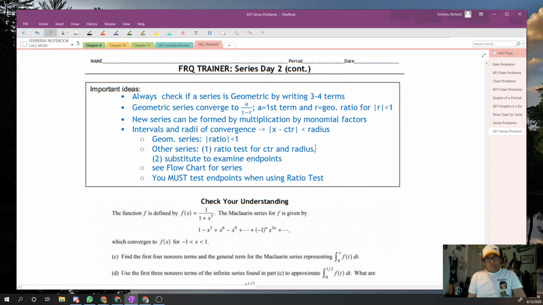Go ahead and copy that down. I'll wait a minute or so, or I guess you can pause it actually. So pause it right here and copy those down.